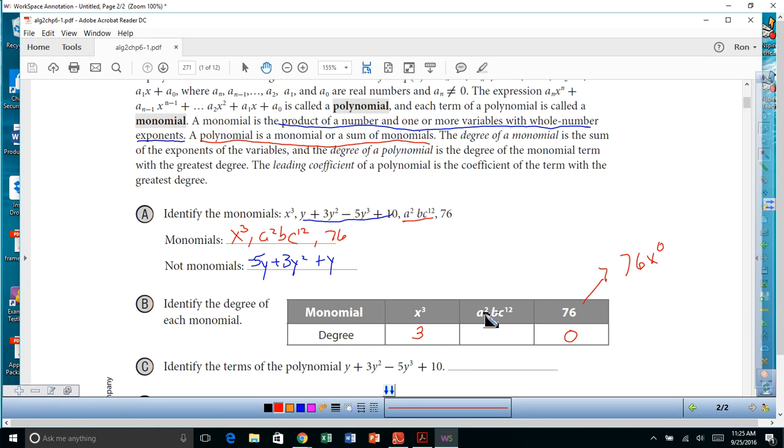How about a squared b c to the 12th? What's the degree? Well, it's going to be 2 plus 1 plus 12. Where did you get the 1? That's b to the first power. So 2 plus 1 plus 12 gives you a total of 15.